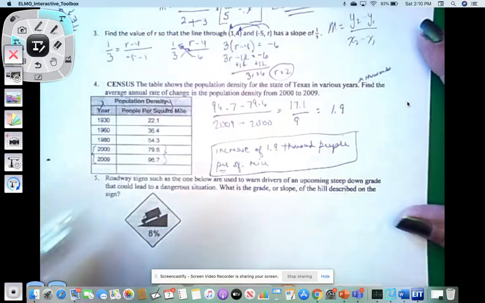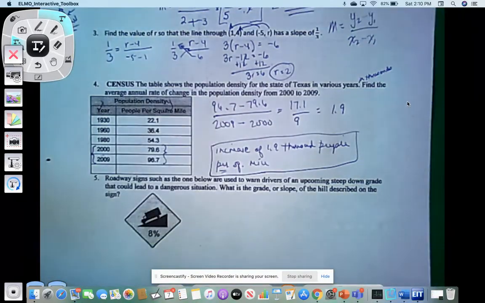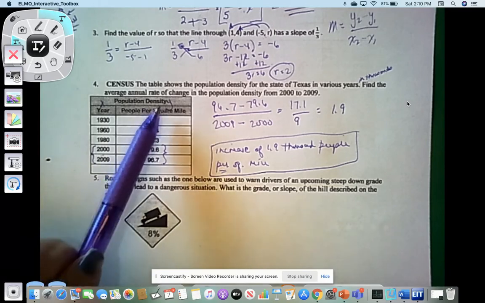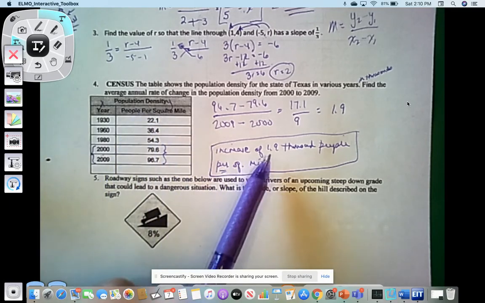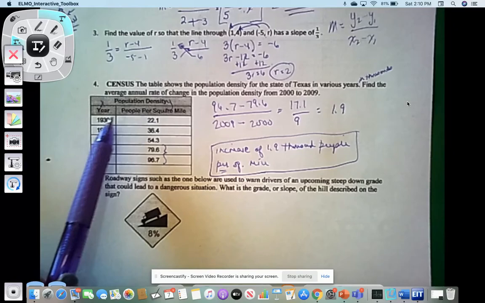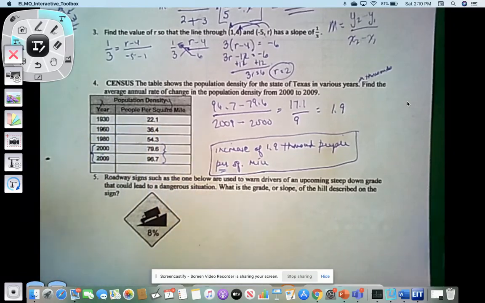This per is very important because when we have a comparison here, a ratio is a comparison of two numbers, it's going to be something per something. This word per is what relates them. So I took the words in my answer right from here. So people per square mile.